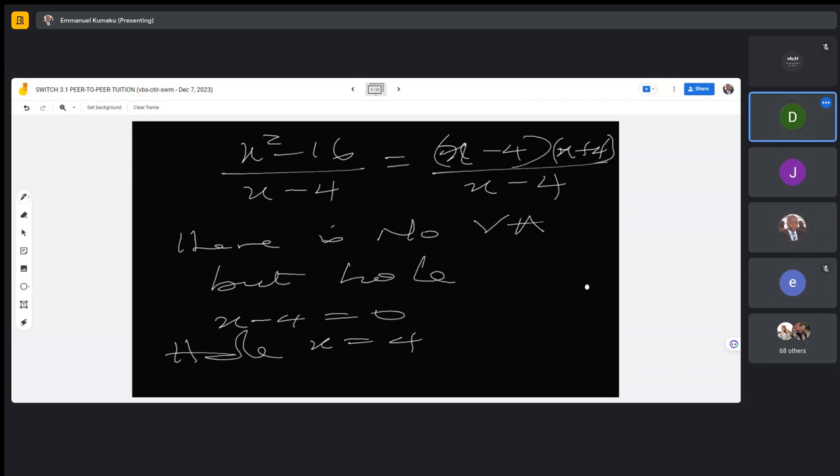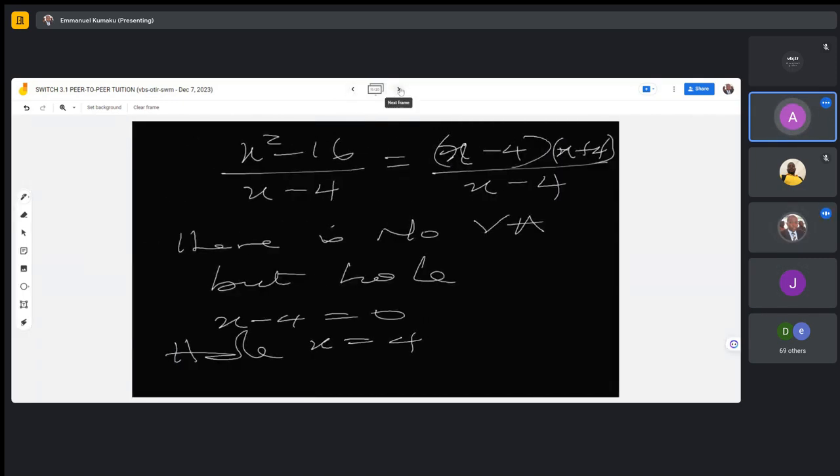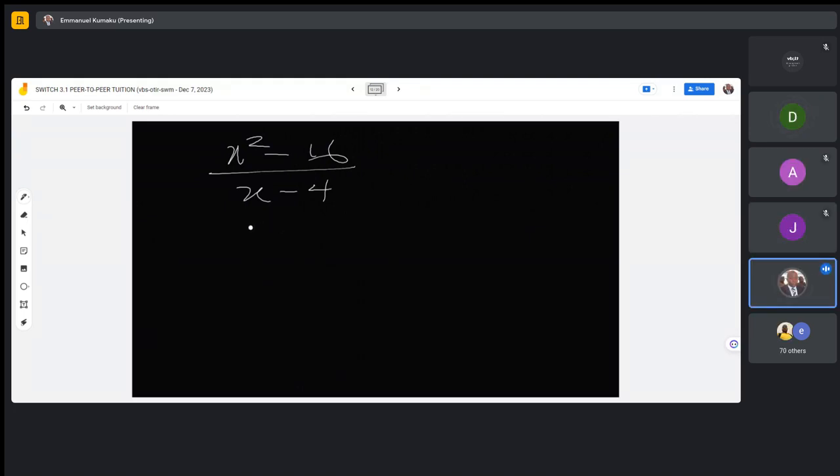Yes. Okay, do you have another question? Yes, there's another question. Okay, let's look at that one too. Please, can we use this one for the horizontal asymptote? Okay, let's look at horizontal. Horizontal, x squared minus 16 over x minus 4. So which case is that? Case 3.